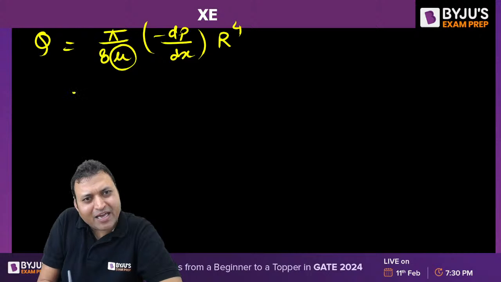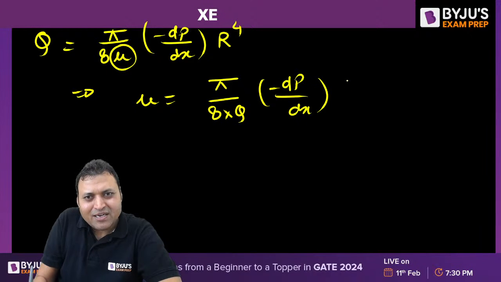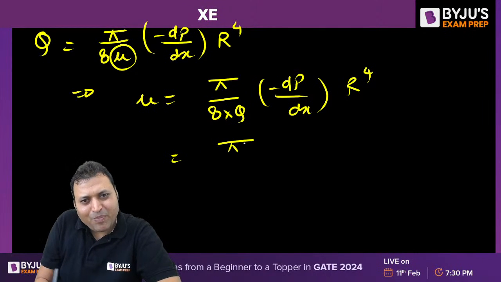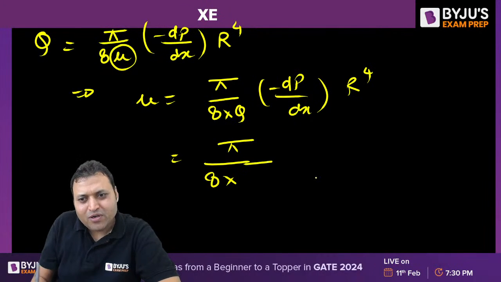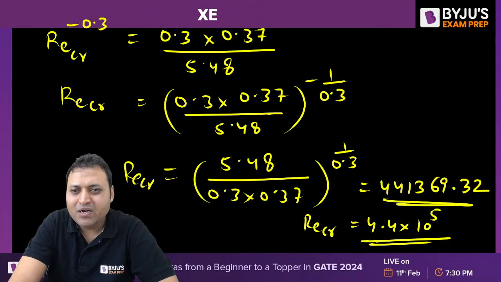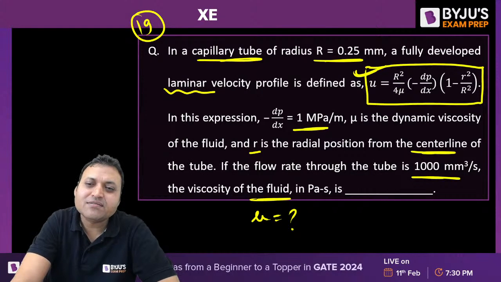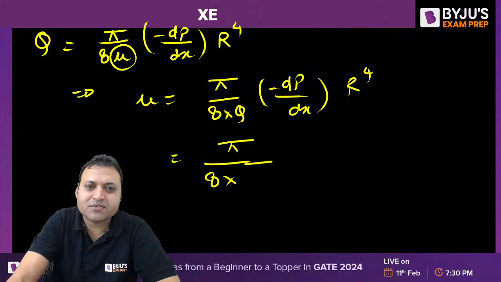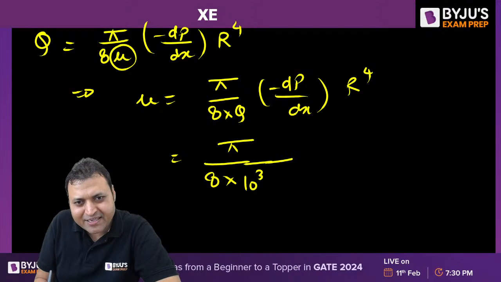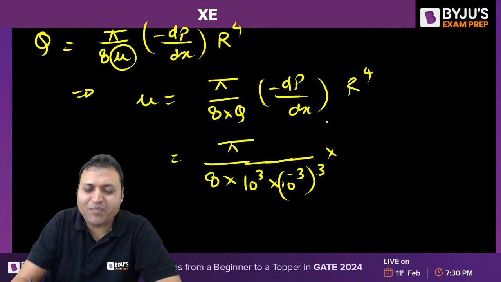So from here we can find out the value of mu, that is pi by 8 into Q into minus dp by dx into r to the power 4. So pi by 8 into what is discharge, that is 1000 millimeter cube per second. So 1000 into 10 to the power minus 3 to the power 3, that is 10 to the power 3 into 1000 into 10 to the power minus 3 cube, into minus dp by dx, 1 megapascal.